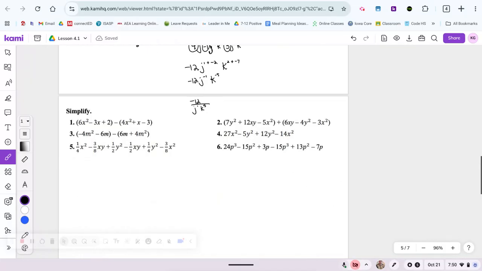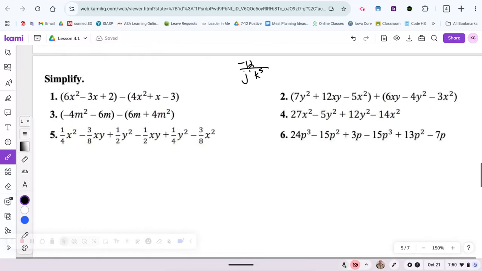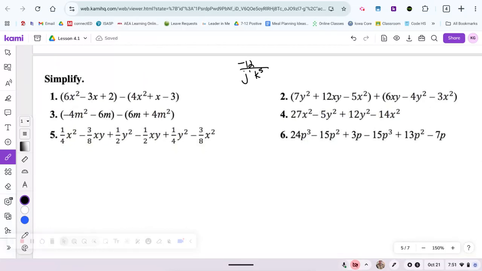Okay, on this slide we're going to be just adding and subtracting. So in addition and subtraction, we're just combining like terms. We do not change exponents.